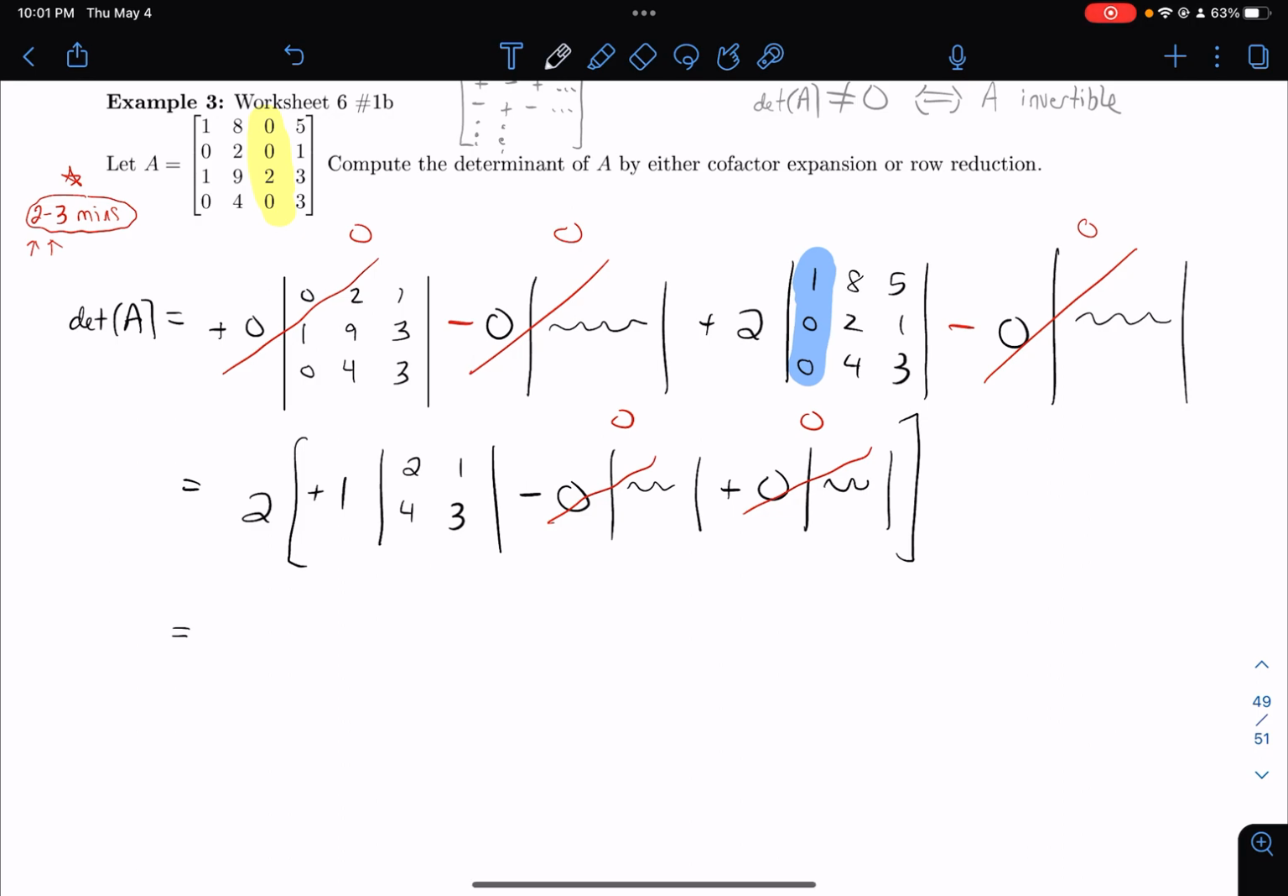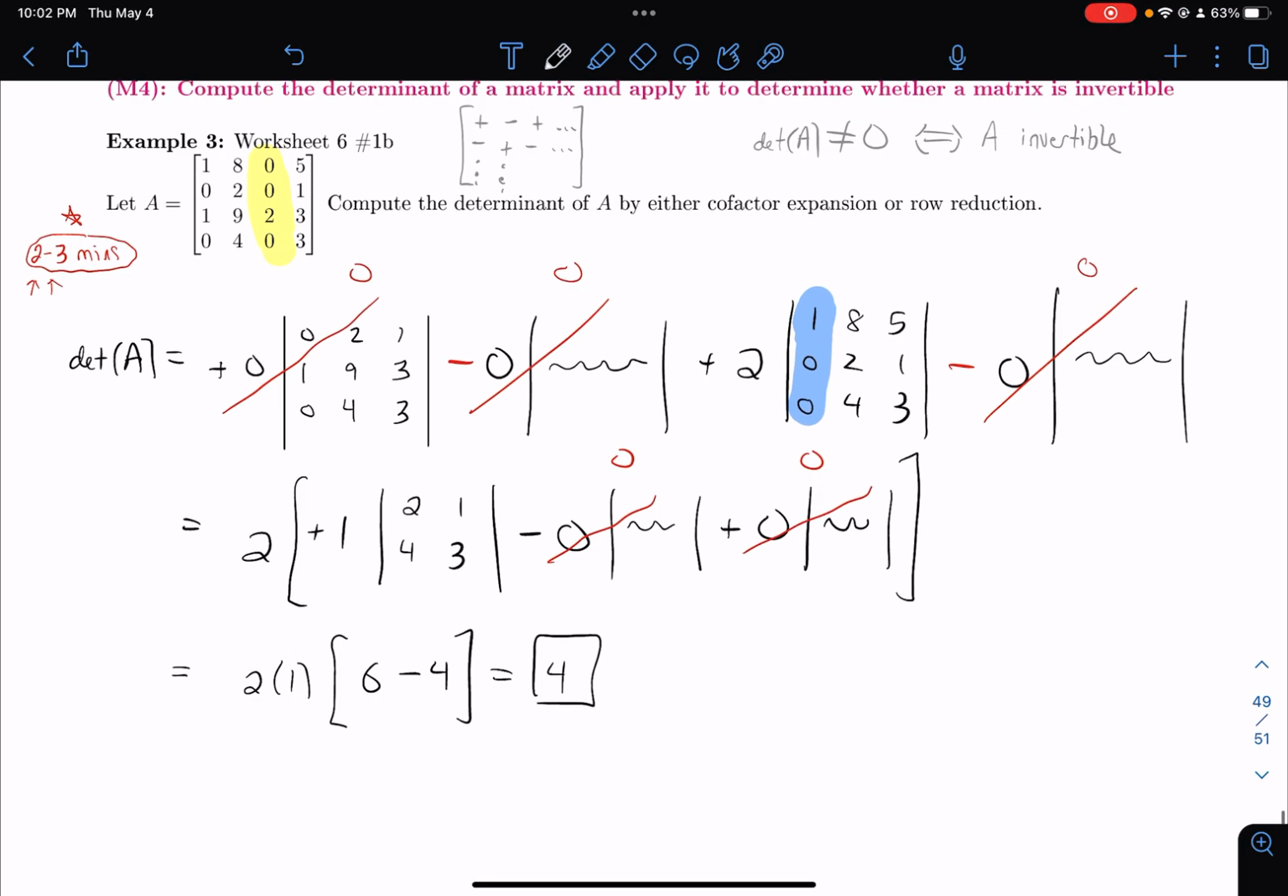So this is going to be 2 times 1. And the way I do a 2 by 2 determinant is I multiply these diagonal entries. 2 times 3 is 6. And then I subtract what I get when I multiply the other 2 diagonal entries. 1 times 4 is 4. Nice. That's how we do a 2 by 2 determinant. So we get 2 times 1 times 2, which is 4. Awesome. So that is the determinant of this matrix.